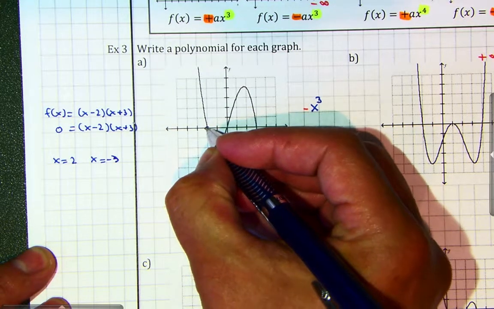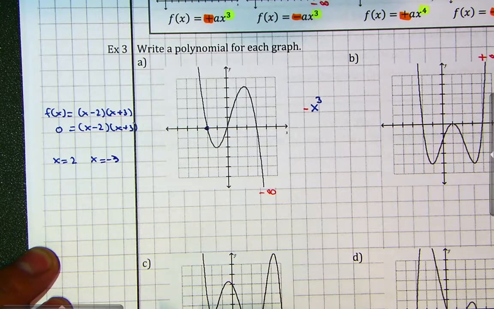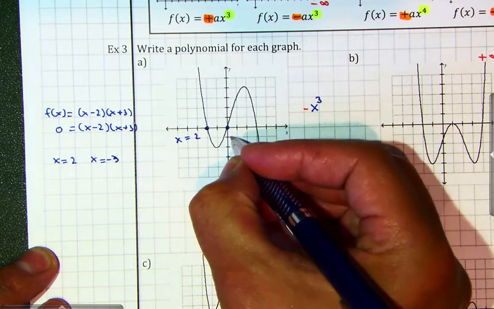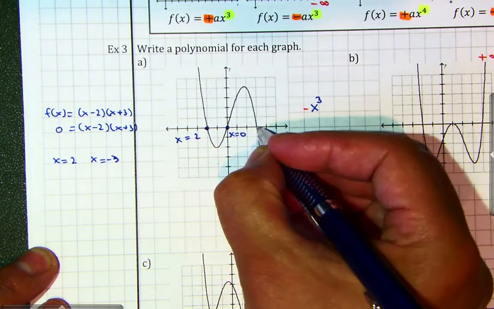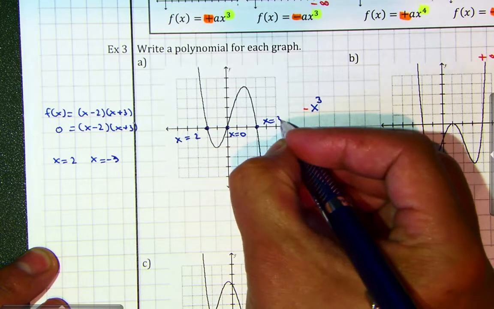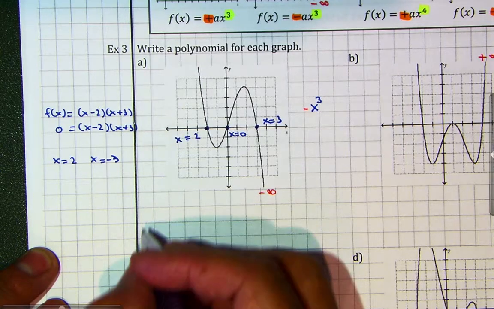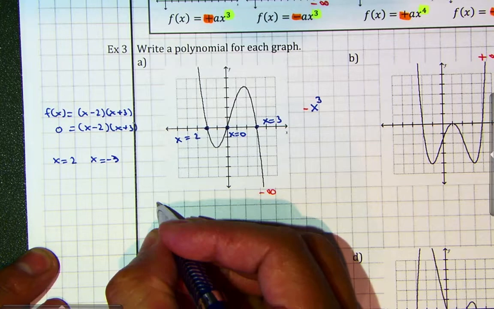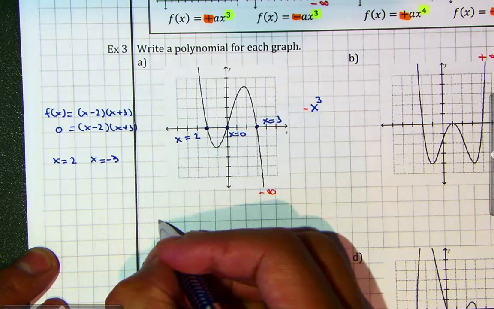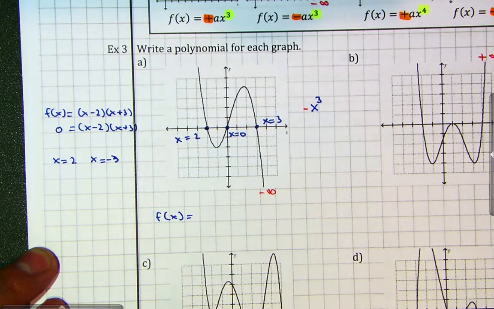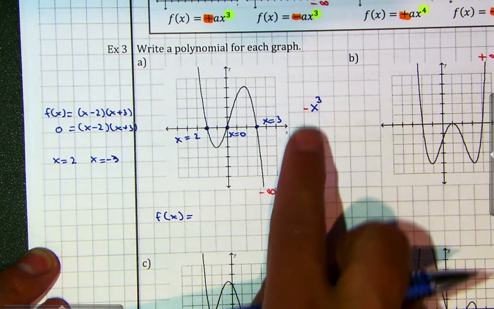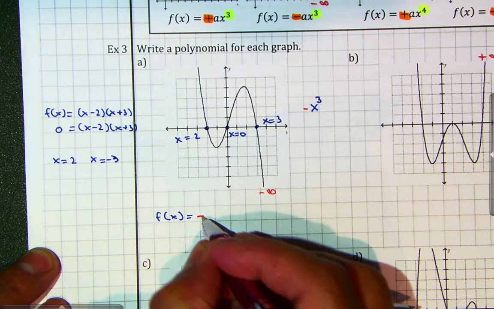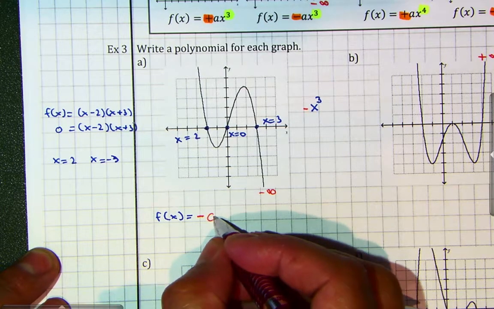We know that it crosses the x-intercept, in this case x equal to 2. This will be x equal to 0, and this is x equal to 3. So therefore, let's write down the function. We have f of x equals. Now I know that there's going to be a negative coefficient, and we don't know what the number is, so we're going to place it as negative a.